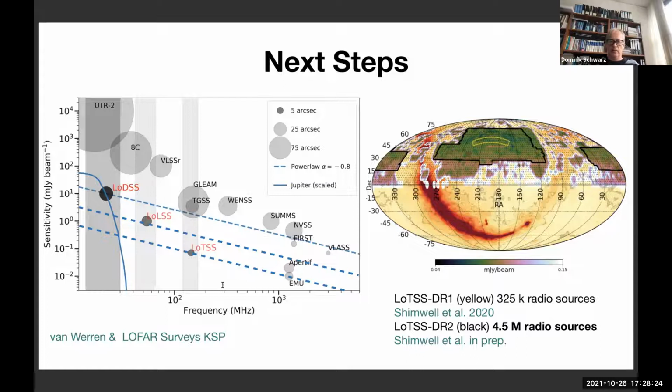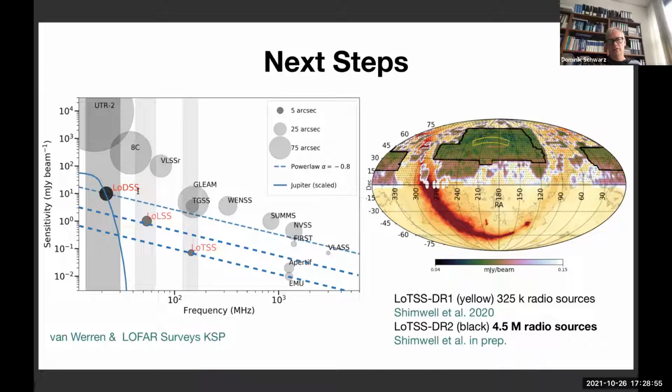One is the LOFAR 2-meter sky survey, which sits here. So this is the NVSS. This is the EMU survey that is prepared by ASKAP right now. This is the TGSS here. So what you see here is frequency and this is sensitivity, right? This is the LOFAR low frequency sky survey, and this is the LOFAR decameter sky survey.